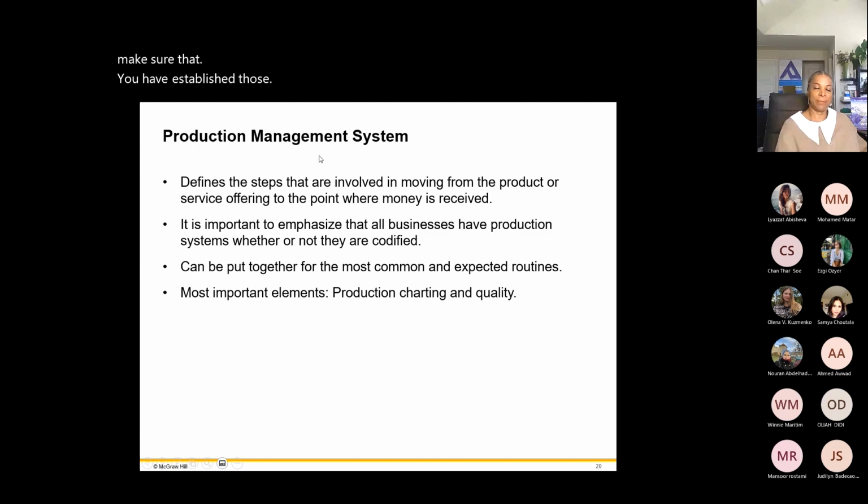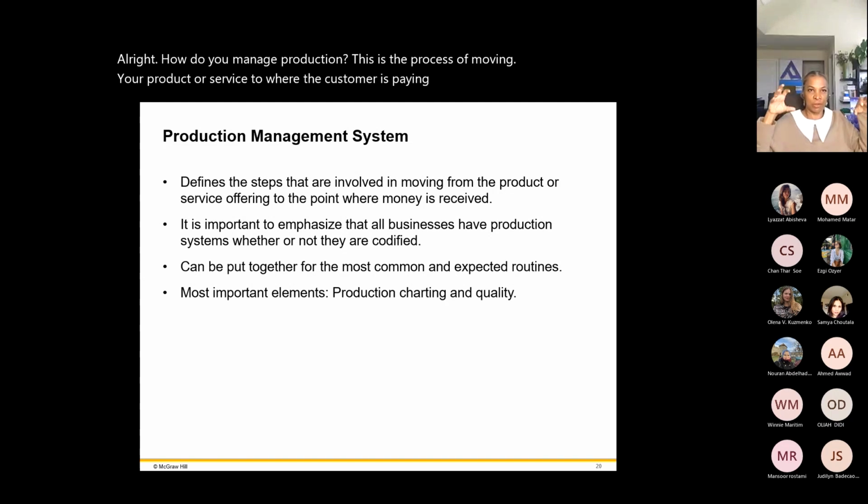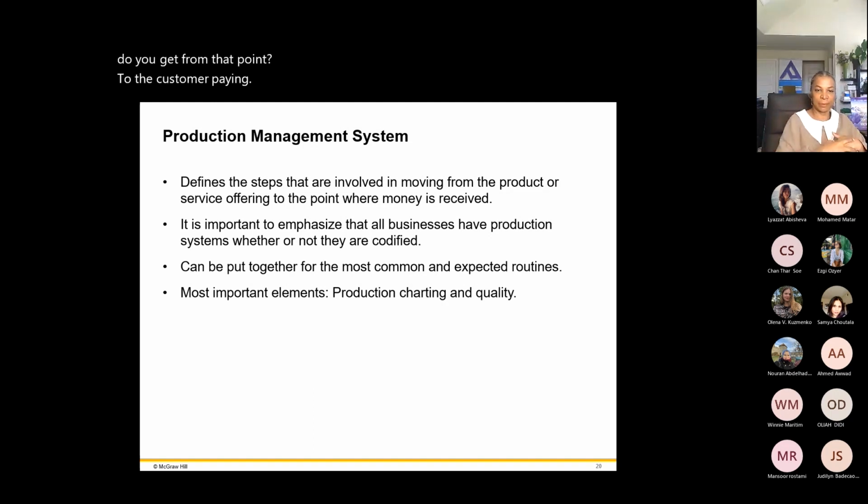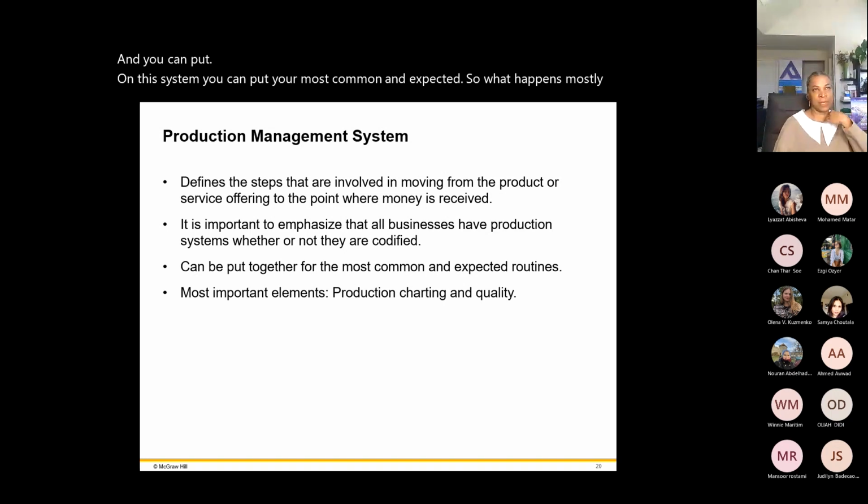All right, how do you manage production? This is the process of moving your product or service to where the customer is paying for your product or service. So how do you get from that point to the customer paying? Whether or not you code this, or make this formal, there is a process. And you could put on this system your most common and expected, so what happens mostly, for most of the time.